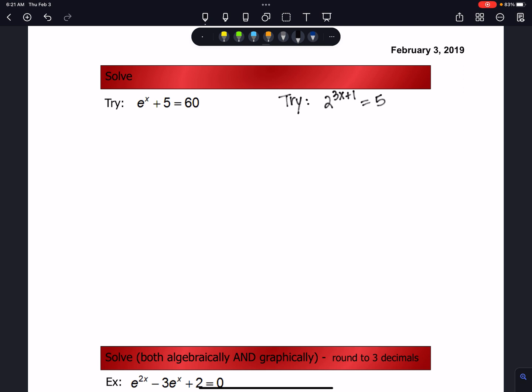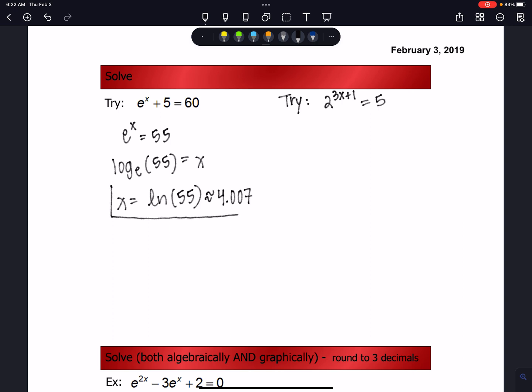Okay, welcome back. This one on the left, e to the x equals 55, gives us log base e of 55 equals x. So x equals the natural log of 55, which is approximately 4.007. If you got that answer, you're probably feeling really good and confident moving on to the second try. The second try is going to be a little bit more challenging, but give it a shot.